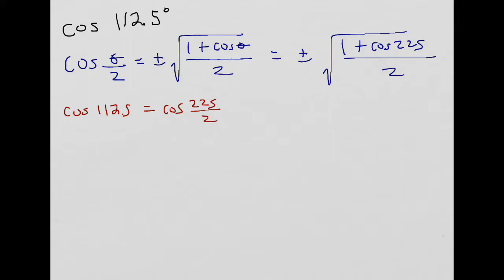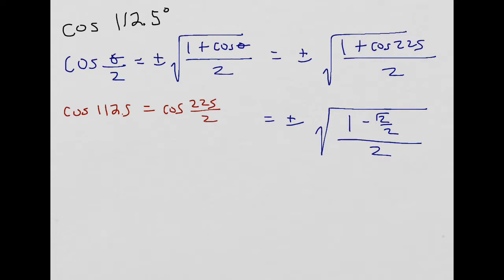In the formula itself, all we need to do, well, not all we need to do, but we just need to plug in whatever the cosine of 225 degrees is. Now obviously you have to be careful with your signs. So this is plus or minus. Cosine of 225 is negative radical 2 over 2, so we put 1 minus radical 2 over 2, and all of this divided by 2.